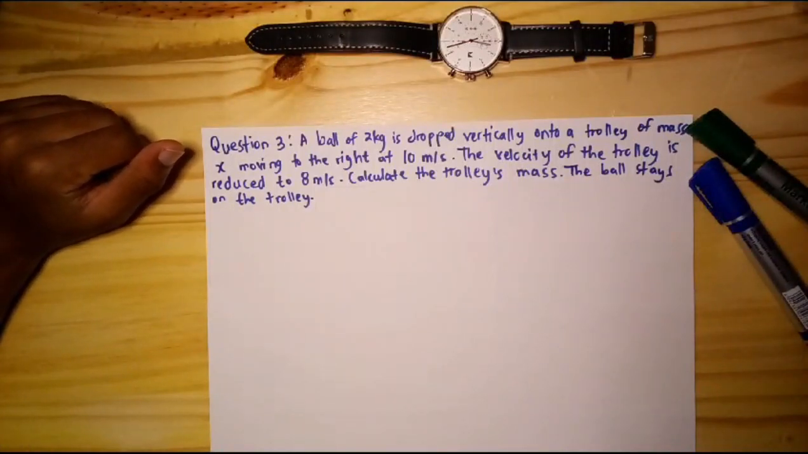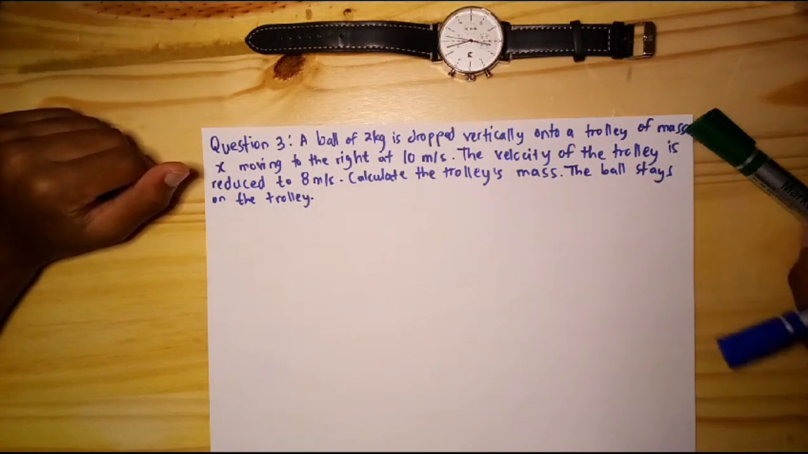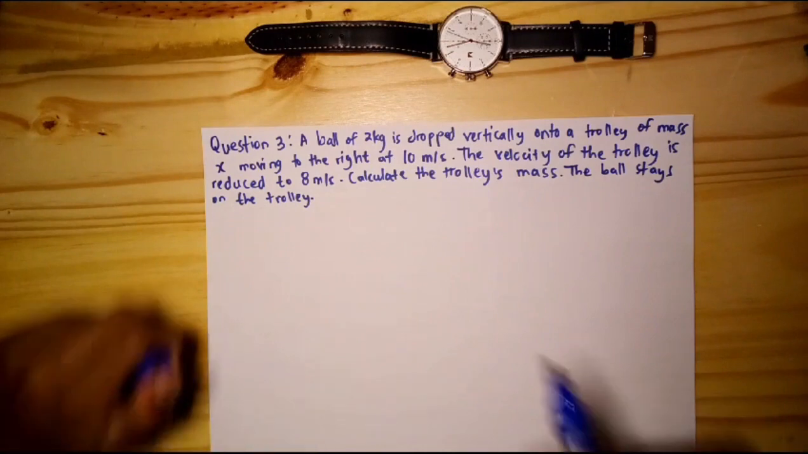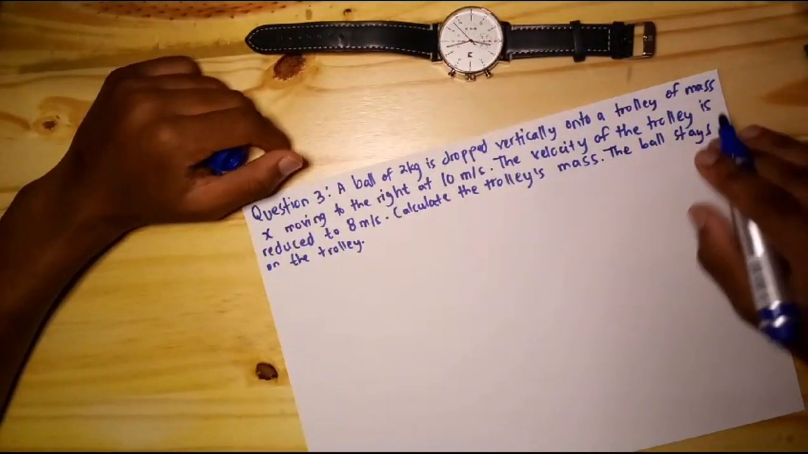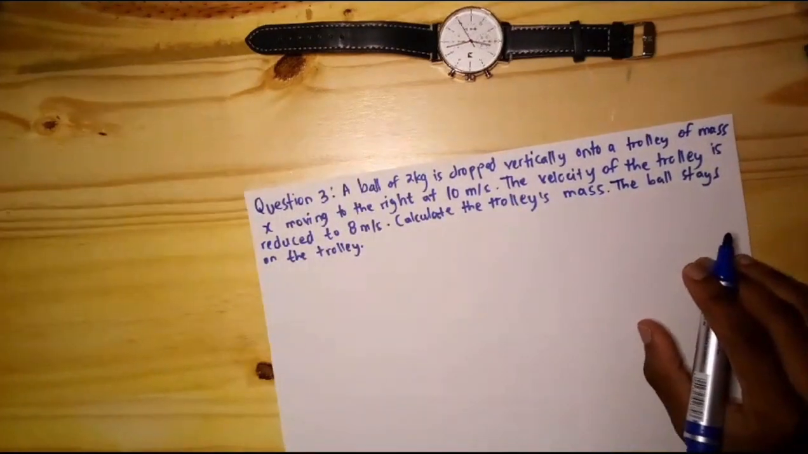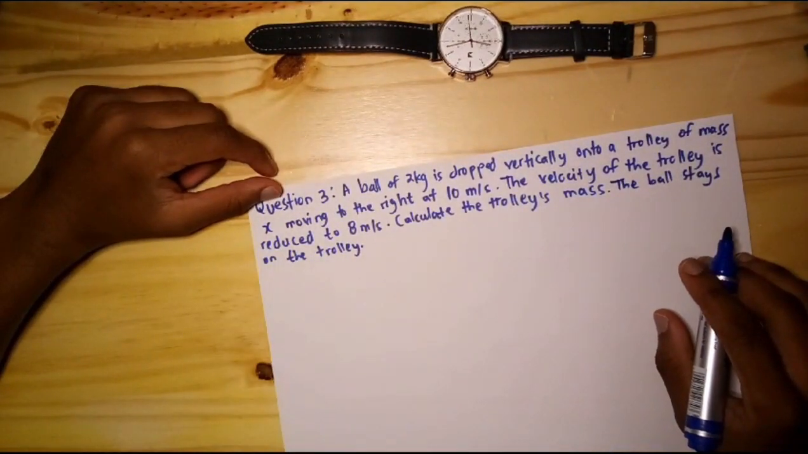Now we're looking into a separate question. For the first video, we did two questions. Now we're going to be doing the third one. It says that a ball of 2 kg is dropped vertically into a trolley of mass x moving to the right at 10 meters per second.